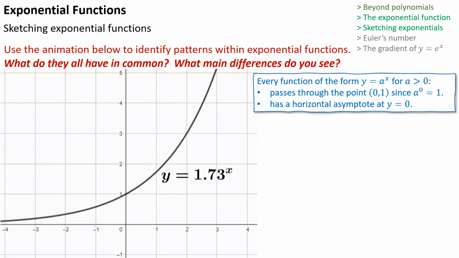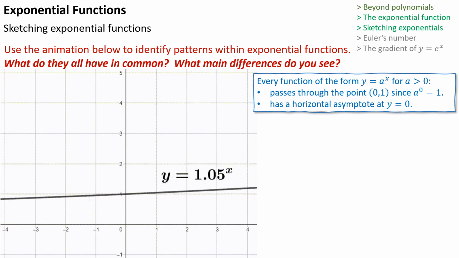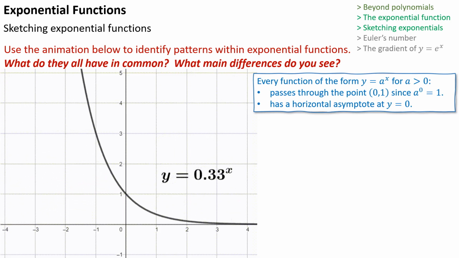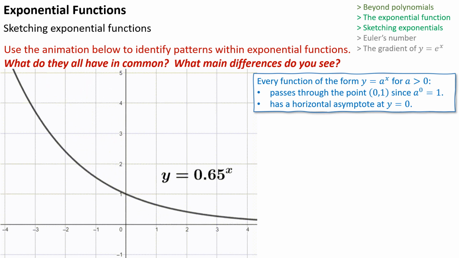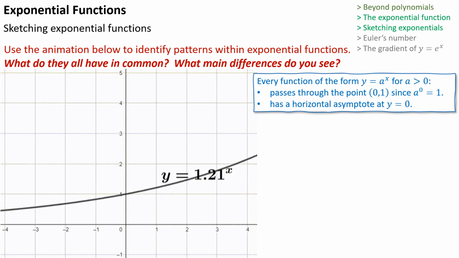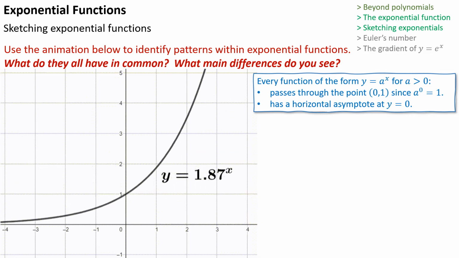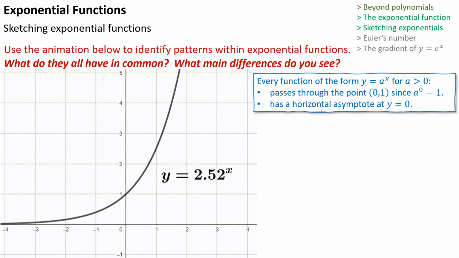There's a horizontal asymptote at y equals 0. In other words, the x-axis is always going to be an asymptote. If you go far enough along either one way or the other, you will eventually get to a point where the exponential curve is very, very close to the x-axis, as close as you like, as close as you want it to get. But then there's a couple of differences depending on the value of a itself.